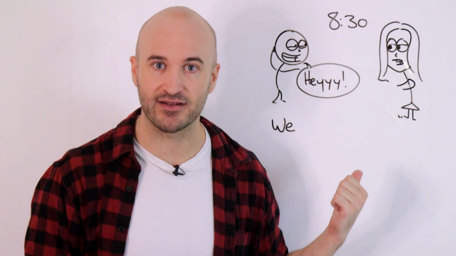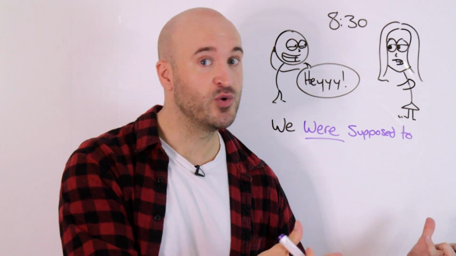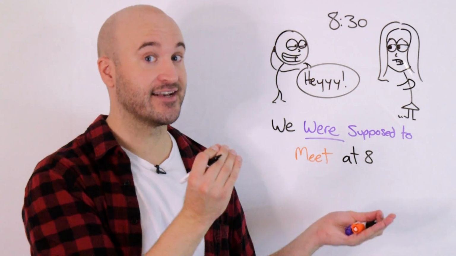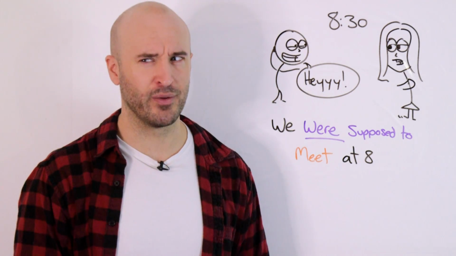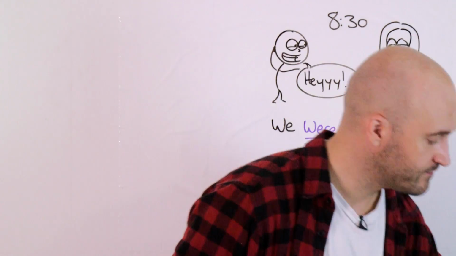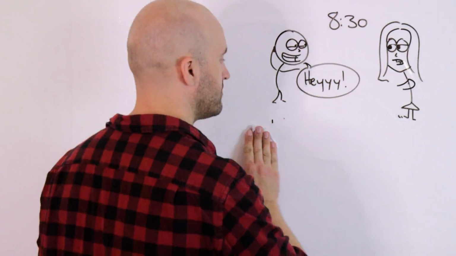How can she say that? We were, because it's a past expectation, supposed to. Meet is the verb, at 8, the expected time. We were supposed to meet at 8. What the hell? So she hates you forever now. So you go home, you cry, go to sleep.